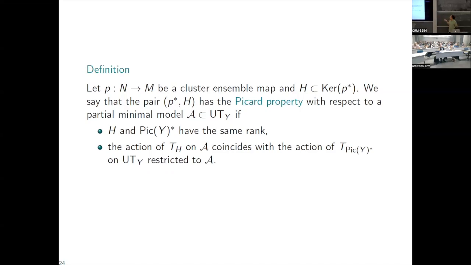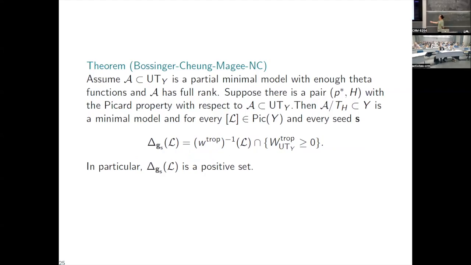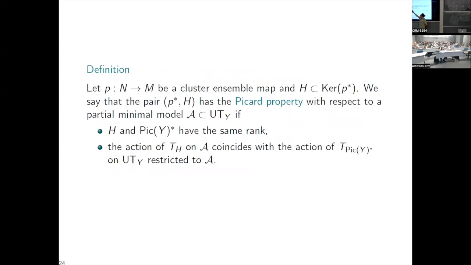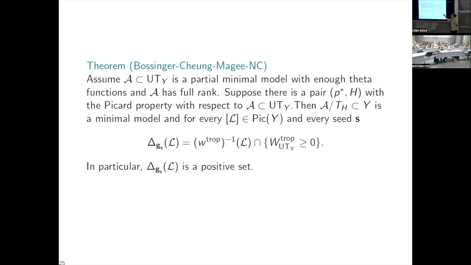Okay. And our theorem is that if a universal torsor has an AC structure and has a partial minimal model that has enough theta functions, so this cone parameterizes all the theta functions that extend to my universal torsor, and I can find a P star and an H with the Picard property, then the quotient variety Y is a minimal model for my quotient variety. And for every L in the Picard group, since I'm assuming that this and this have the same rank, I can just fix some isomorphism and think of L to be in the base of my weight map.